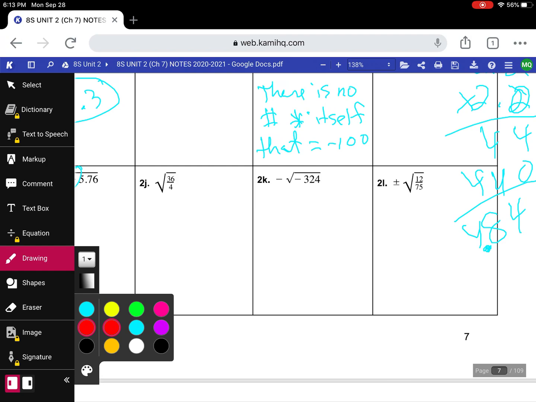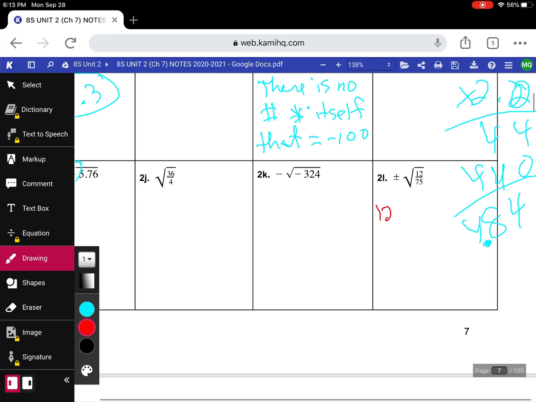12 is not a perfect square, and 75 is not a perfect square, okay? When you see a problem like this, I right away think, oh my goodness, that does look like I can simplify because I can see that 12 and 75 are both divisible by 3. So when Mrs. Quintos gives you a problem and you're thinking, well, that's not a perfect square, look and see if you can simplify it first. Okay, we're going to divide by 3.